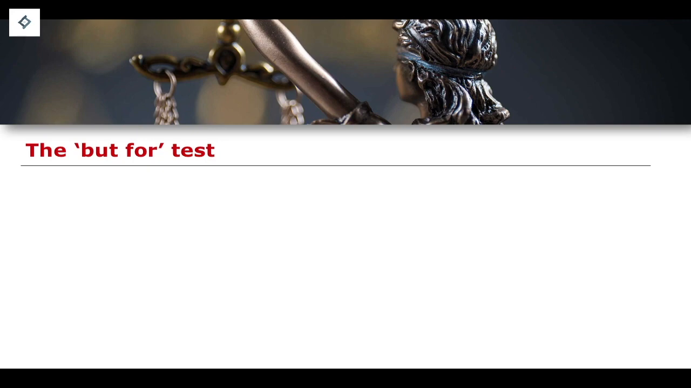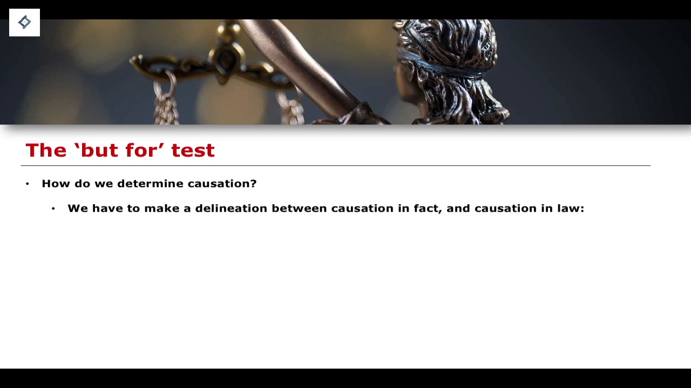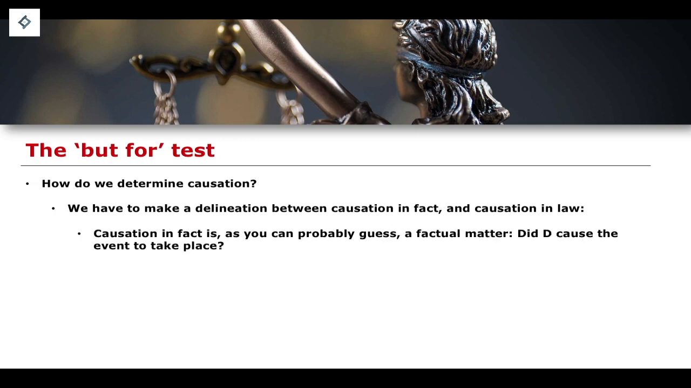So let's think about causation in a bit more detail, and we're going to begin with something known as the but-for test. This is the first question that we ask when we talk about how to determine causation, and we're going to get into this in more detail as well when we look at causation relating to the law of tort, because a number of the similar principles exist across both tort and criminal law in this regard. So the question is, how do we determine causation? Well, we first have to make a delineation between causation in fact and then also causation in law. These are things that we're going to look at, firstly in fact in this lesson and then in law in the next. But essentially, causation in fact is a factual matter.